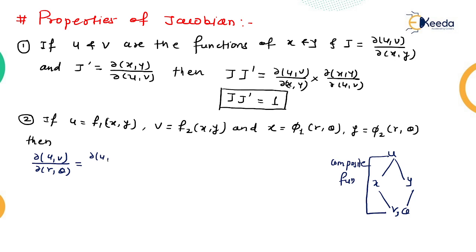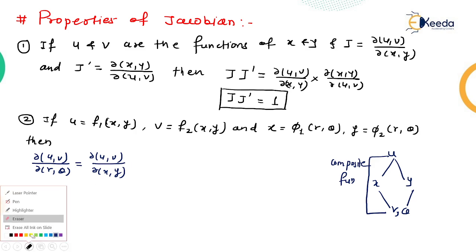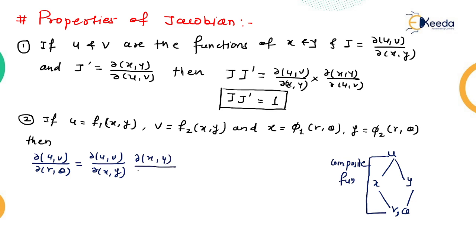First of all, u and v are functions of x and y, so I am writing ∂(u,v)/∂(x,y) into ∂(x,y)/∂(r,θ), since x and y are functions of r and theta. That's why we have to differentiate x and y with respect to r and theta. I hope you understand this chain rule.